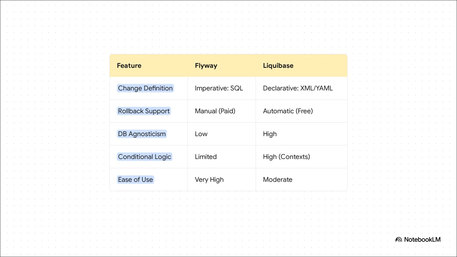The first big question is, how do you want to define your changes? Do you prefer Flyway's plain, simple SQL, or are you okay with Liquibase's abstract XML or YAML? Next up, think about rollbacks. Do you want that awesome automatic free support from Liquibase, or are you cool with Flyway's more manual approach? And finally, how critical is it that you can switch databases easily? The answers to these questions really drive the decision.